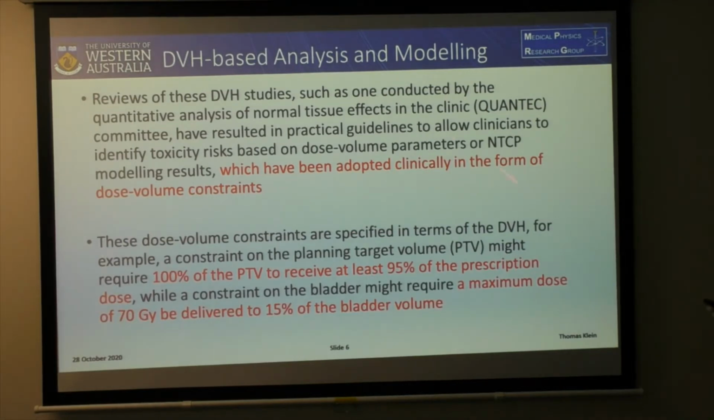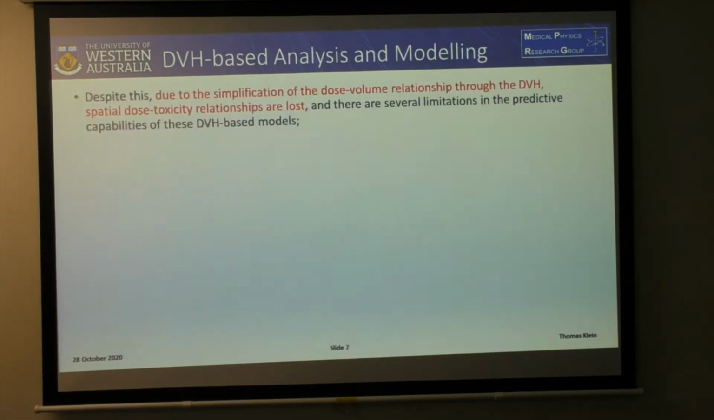So as mentioned, these are specified in terms of the DVH, and for example, such a constraint might require 100% of the target volume to receive 95% of the prescription dose, or a restrictive constraint on the bladder may limit 15% of the bladder volume to 70 grays.